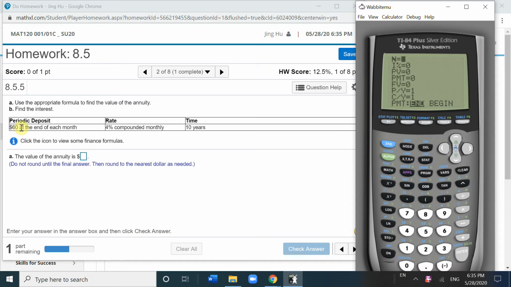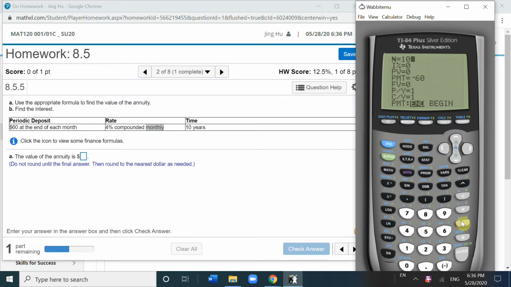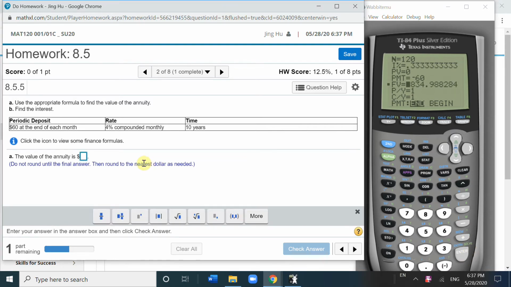So $60 at the end of each month. So we see the payment, PMT, choose END. Then go to payment, $60, we need a negative 60 because it's out of pocket. The keyword behind the compounded is monthly, so 10 years, 10 times 12. The rate is 4 divided by 12. Find the future value. Go to FV, reset 0, cover the 0, alpha, enter. So here it is rounded to the dollar.